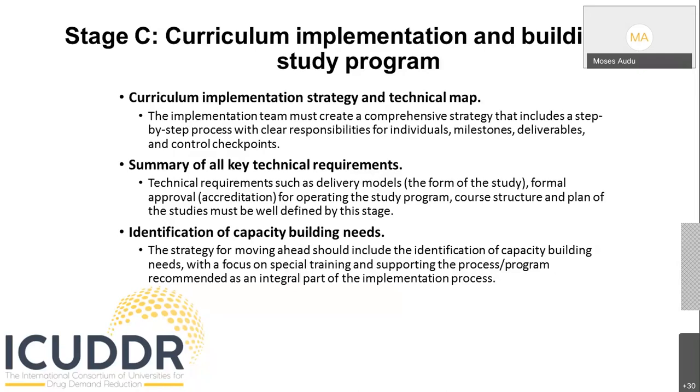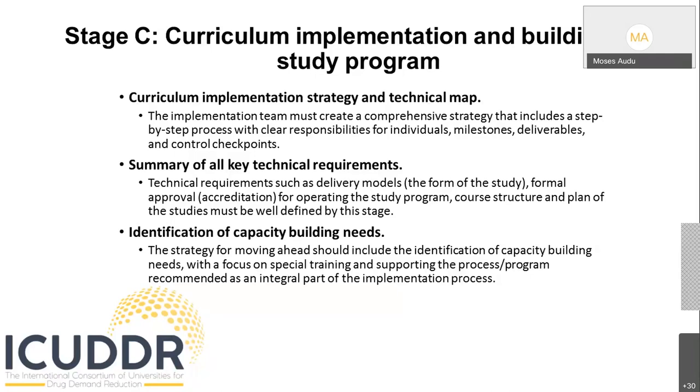Usually for us in academia, in this part of the world, you start with the department, then the faculty, then you go to the committee of the university, then the senate of the university before you send it out to the Nigerian University Commission. So it's a process you have to go through. And then the course structure and plan of the studies must be well defined by this stage. So it is something that is very tasking and requires a lot of knowledge.